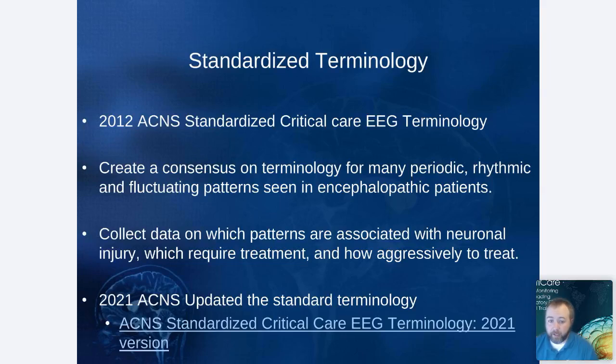Like I said, back in 2012, they decided to create a consensus on the terminology for mostly periodic, rhythmic, and fluctuating patterns that you see in encephalopathic or ICU patients. This will allow them then to collect data on these patterns and figure out which ones require treatment and how aggressively to treat it, so that they can actually treat based off of just the EEG.